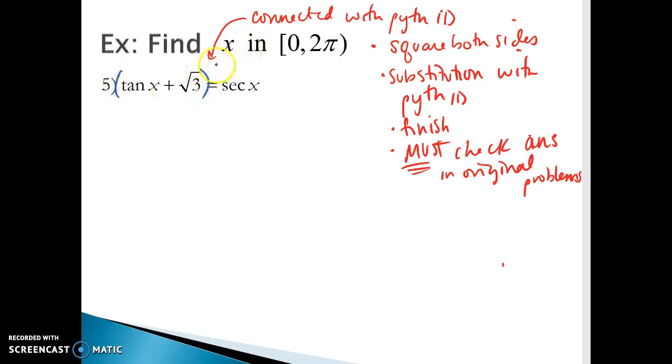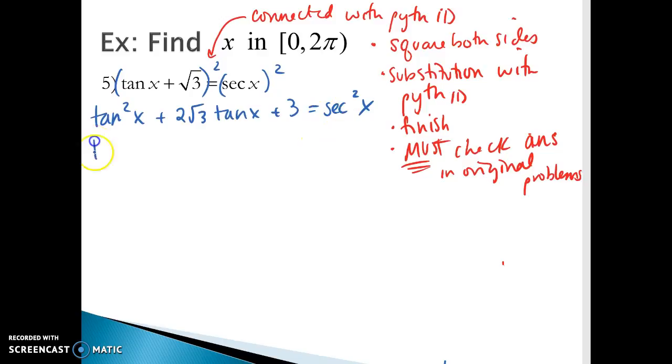All right, so if we square both sides, remember we need to FOIL on the left because that is a binomial that we're squaring. So we get tangent squared x plus 2 root 3 tan x plus 3 equals secant squared x. And at this point, we can replace secant squared x with tangent squared x plus 1. So the left side of the problem remains the same, no changes there. Except now this is equal to the tangent squared x plus 1.